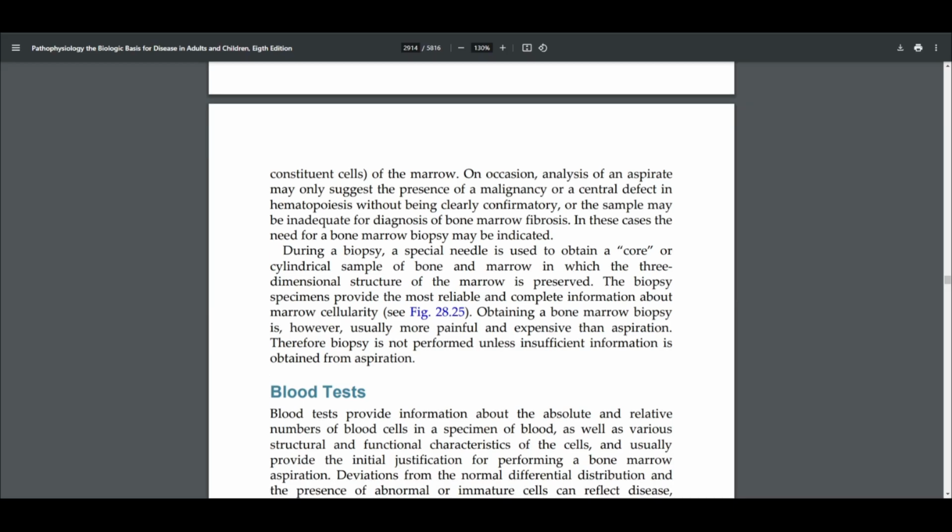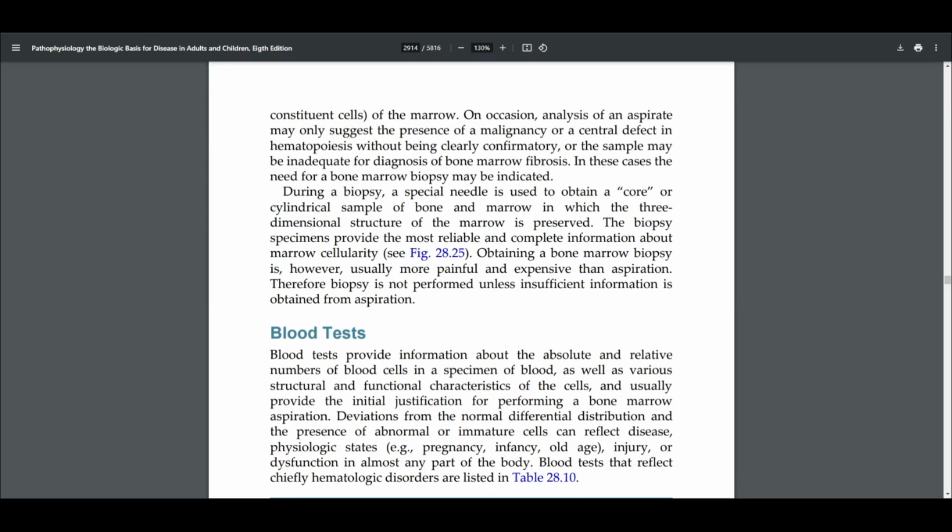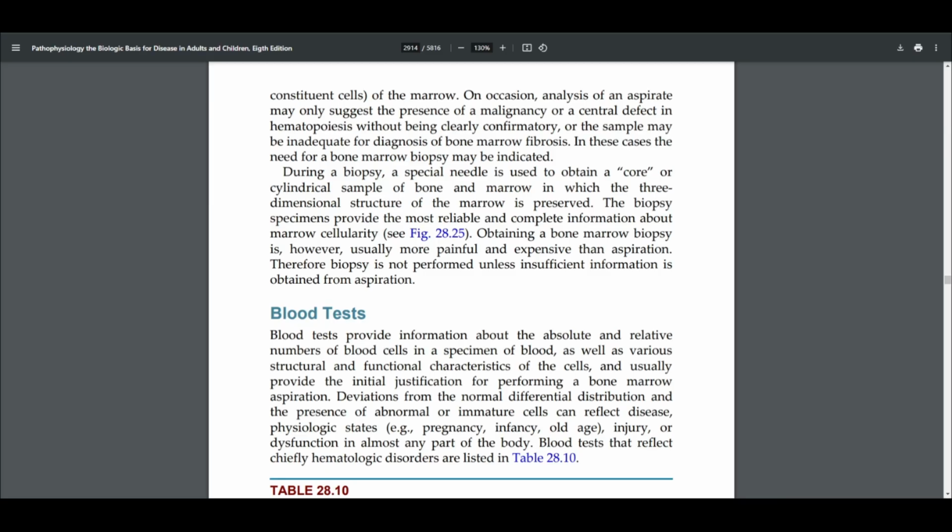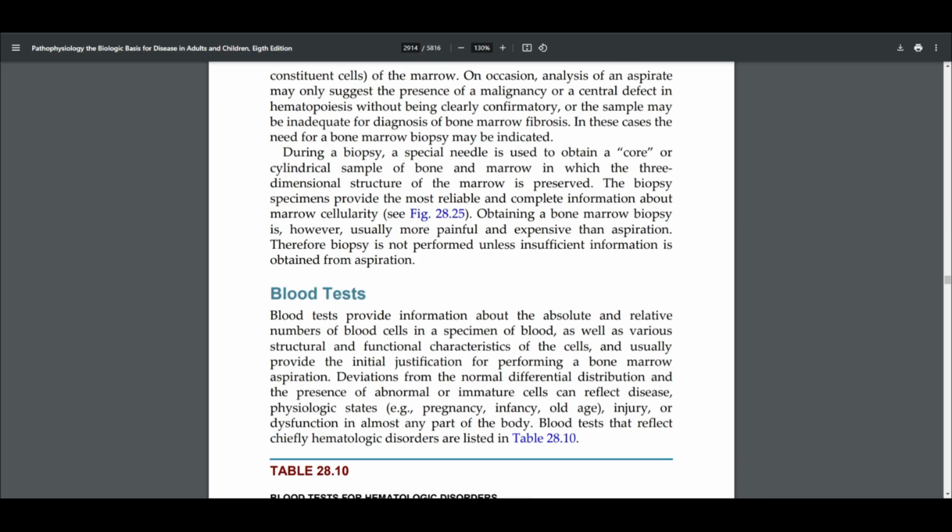During a biopsy, a special needle is used to obtain a core or a cylindrical sample of bone and marrow in which the three-dimensional structure of the marrow is preserved. The biopsy specimen provides the most reliable and complete information about marrow cellularity. Obtaining a bone marrow biopsy is, however, usually more painful and extensive than aspiration. Therefore, biopsy is not performed unless insufficient information is obtained from aspiration.